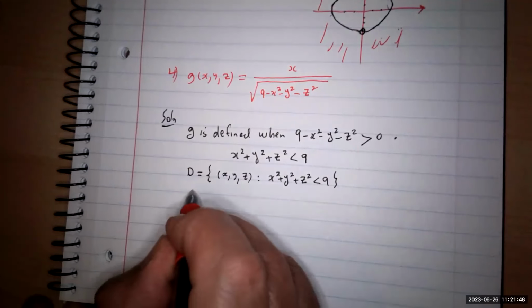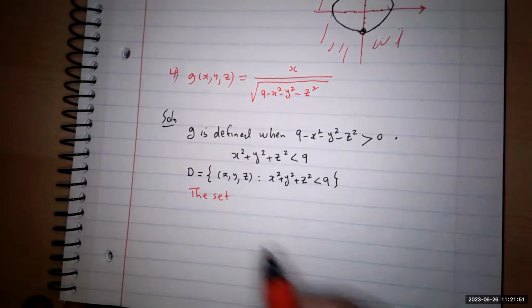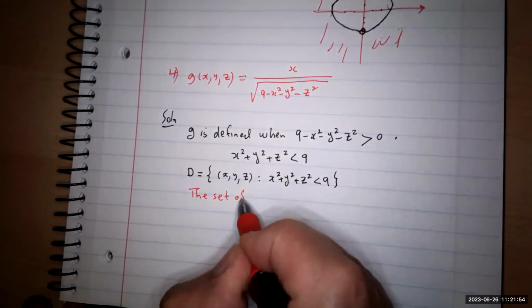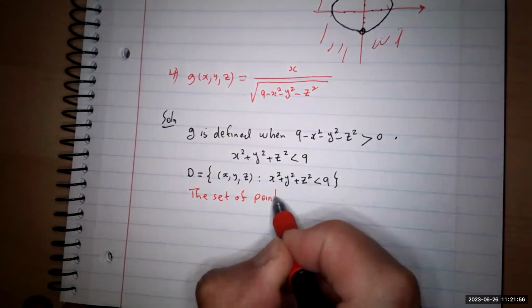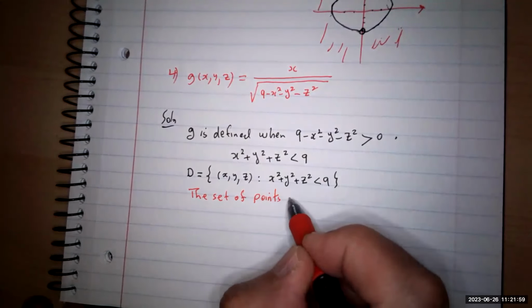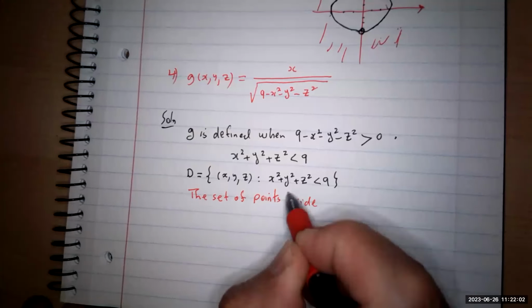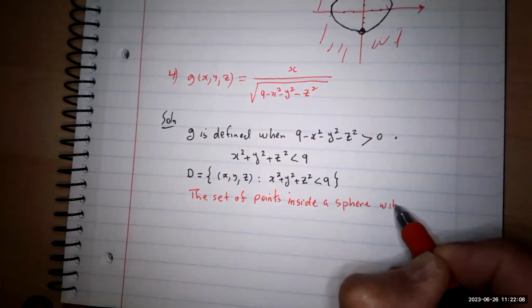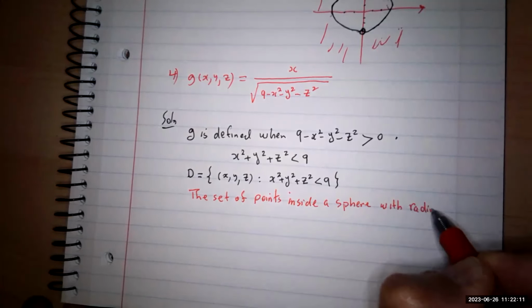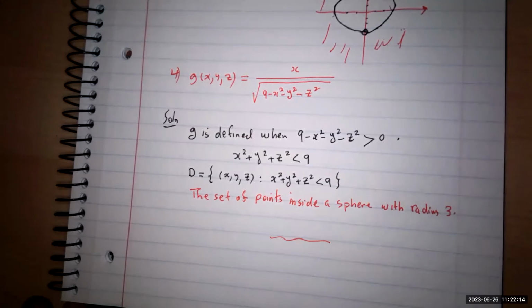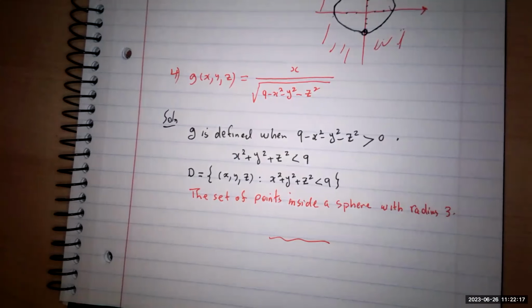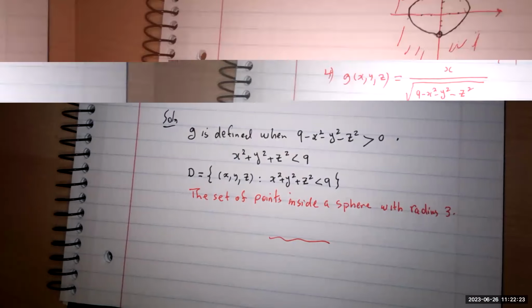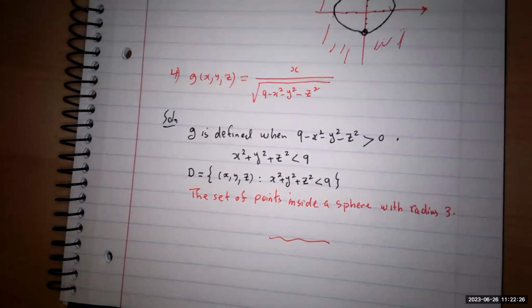So this is going to be the set. It's not bad to make a note: the set of points inside the sphere, a sphere with radius 3. That's the best domain that you can have for the function of 3 variables. Any question? So these are just to get to know the function that you're going to work with for the domain.